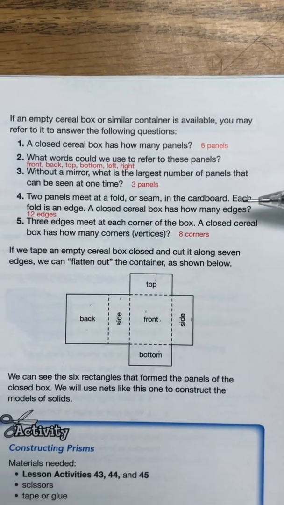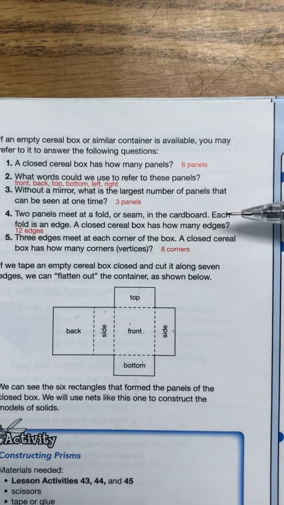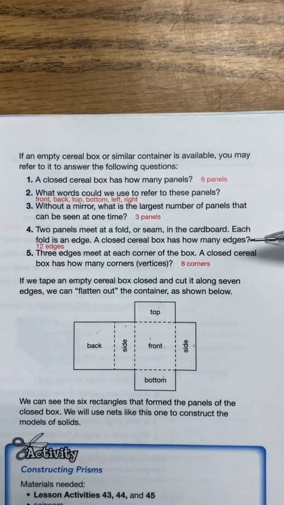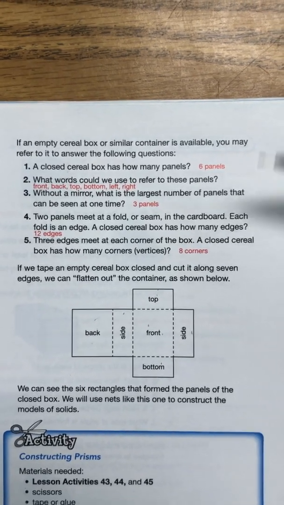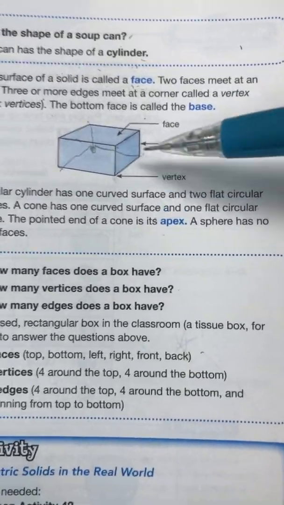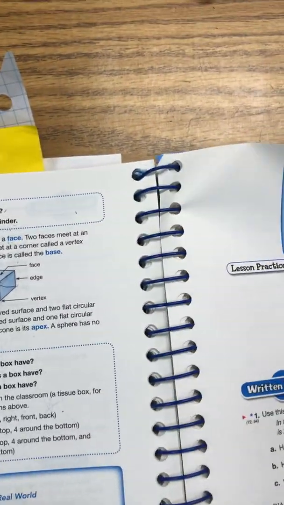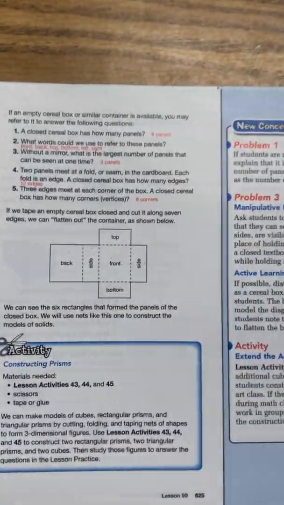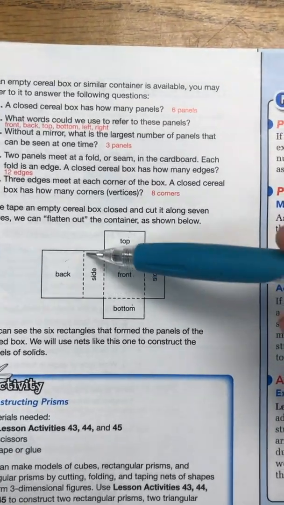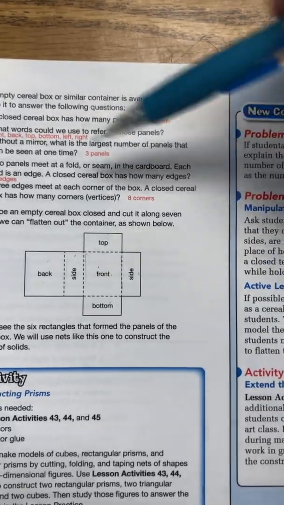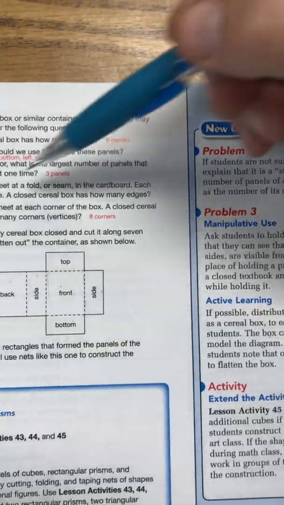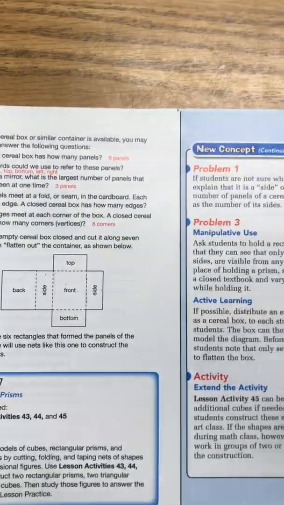Number 4, 2 panels meet or fold at a seam in the cardboard. Each fold is an edge. We learned about that yesterday. Remember on this page here, these were the edges. So when we're on today's page here, this is the edge. So 2 panels meet at a fold or seam. How many edges? It says 12 edges.